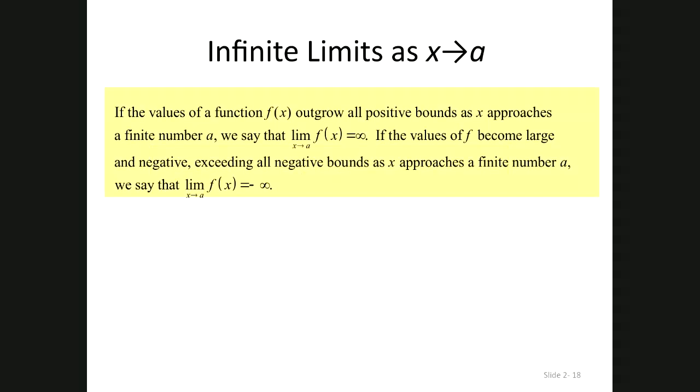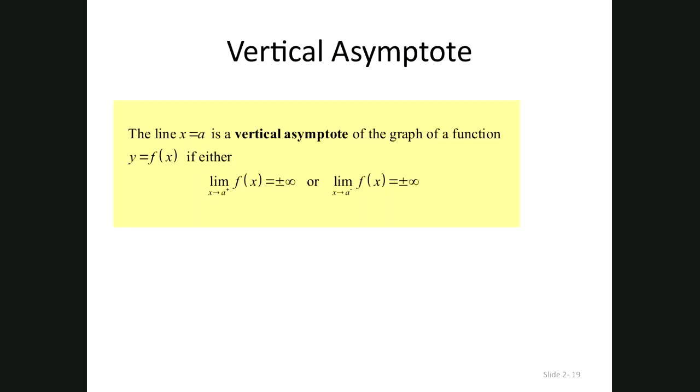Okay, so infinite limits as x approaches a: if the values of the function f of x outgrow all positive bounds, then it's going to positive infinity. If it gets all negative numbers, it's going to be negative infinity. So this is just vertical asymptotes.